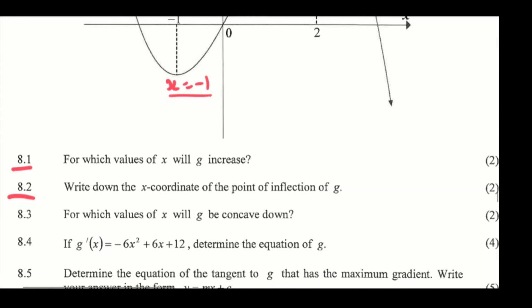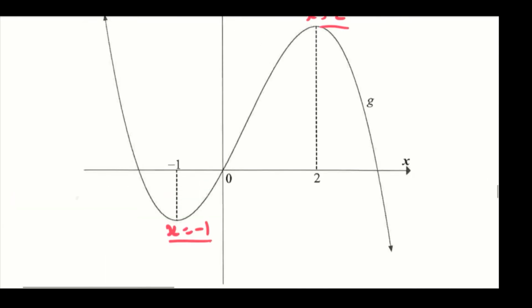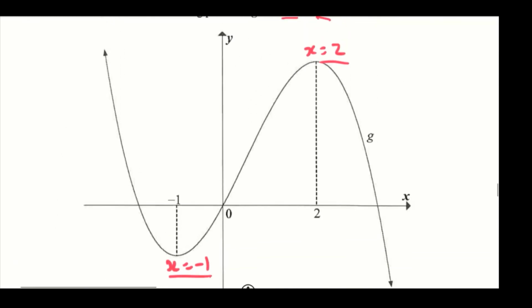And then 8.3 says, for which values of x will g be concave down? So concave down just looks down, right? This is concave down, and this is concave up, so don't get confused. So we want to identify the values of x when this function is concave down. Concave down for this function is just this one here. So we are interpreting the value of x when it becomes concave down.